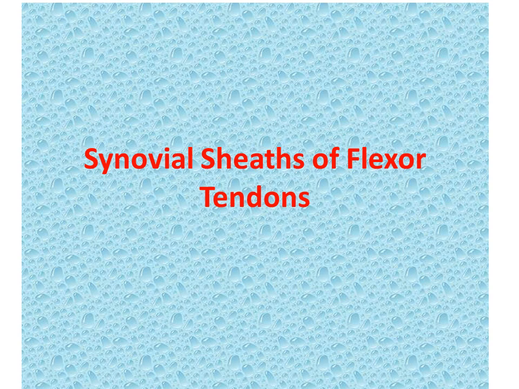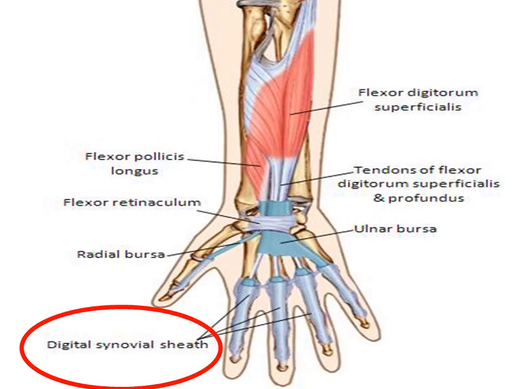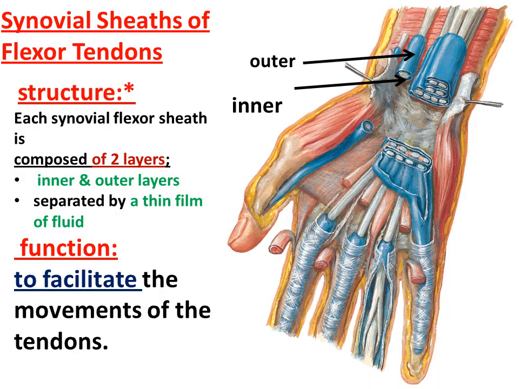Regarding the synovial sheath of the flexor tendons, it is essential to cover the flexor tendons by a membrane to facilitate the movement. What about the synovial sheath of the flexor tendons?